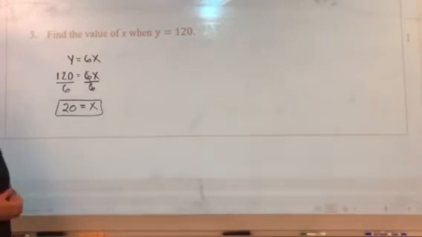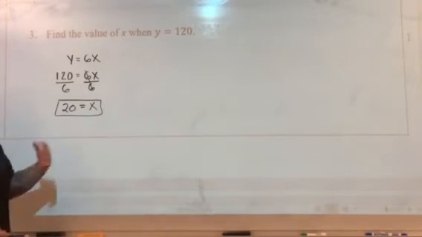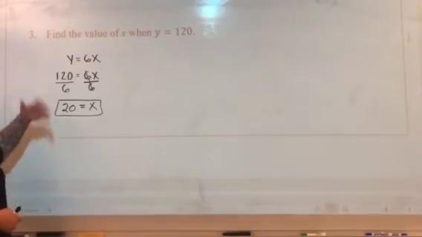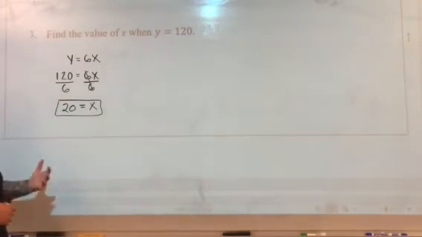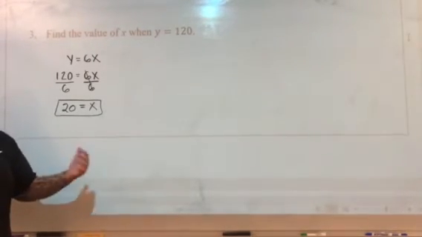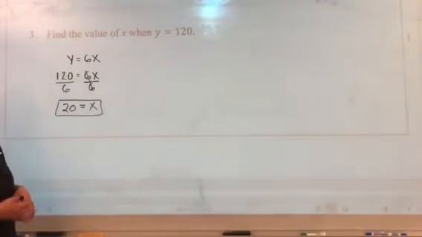Once you find out what your constant value is, it's very easy to solve for either x or y. It's not a hard concept. You're either going to multiply both sides by something if you're trying to solve for y, or you're going to divide both sides by something if you're trying to solve for x.